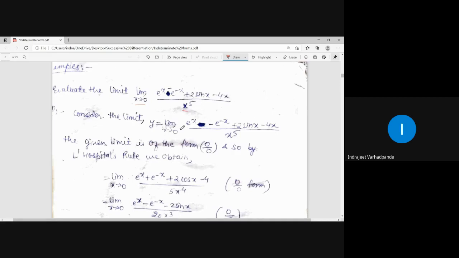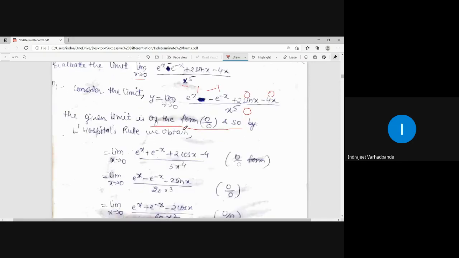Now, if you put the limit initially, e to the power 0 is 1, e to the power minus 0 is 1, 1 minus 1 is 0, sin 0 is 0, 4 into 0 is 0. So this is 1 minus 1, 0, 0 plus 0, and denominator is also 0. So which is of the form 0 by 0.